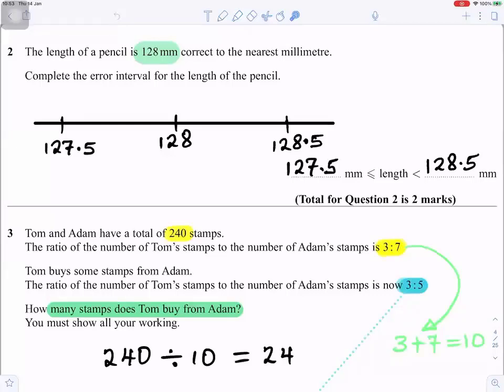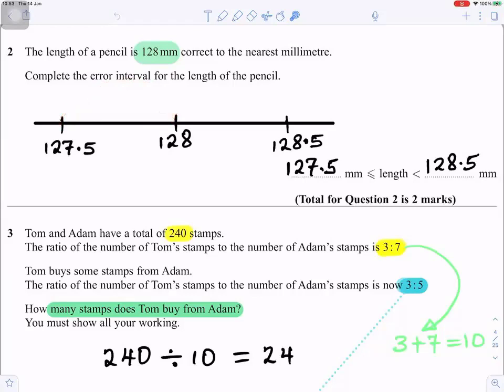Question number 2. The length of a pencil is 128 millimeters, correct to the nearest millimeter. Complete the error interval for the length of the pencil. So we have 128 millimeters in the middle. We ask ourselves, what number can we round up to 128? If we have 127.5, we will round it up to 128, because if we put a line there, we take the 5, change it to 1, add it to 7, it becomes 128. So 127.5, we round it up to 128.